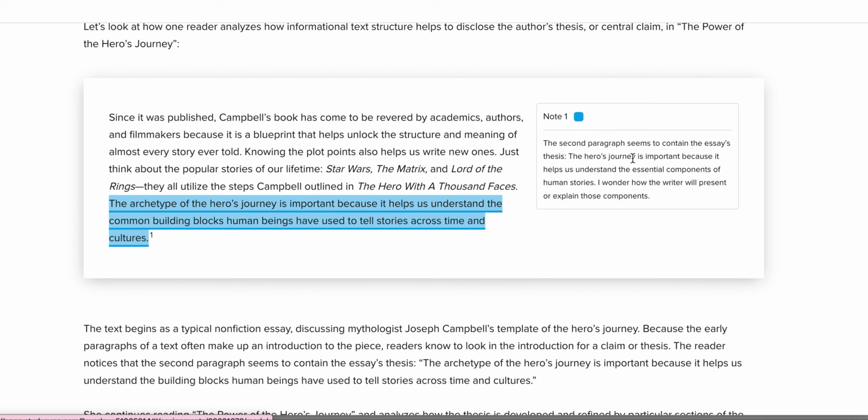The second paragraph seems to contain the essay's thesis. The hero's journey is important because it helps us understand the essential components of human stories. I wonder how the writer will present or explain those components. And this is really the key difference between an argumentative essay and an informative essay. An argumentative essay is going to try to defend its points and persuade its reader. An informative essay is more of an explanation. They're going to present or explain the points that they're making.